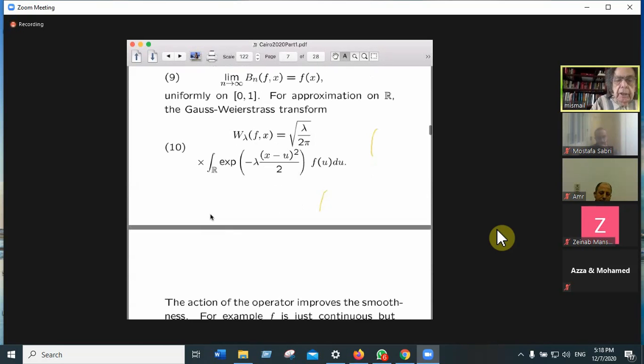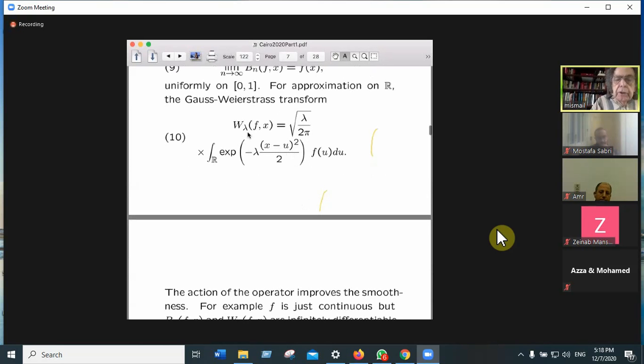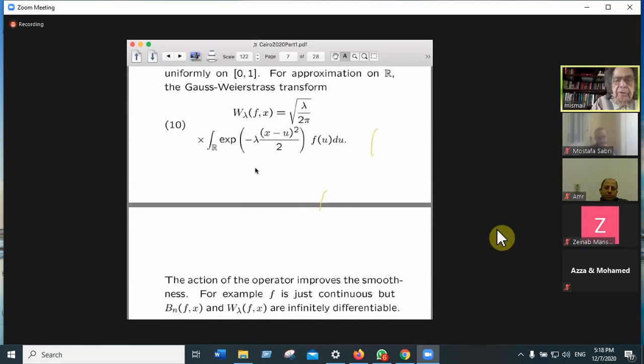And here, this is a C infinity function. So if I start with a function, I need some growth conditions for the integral to exist. But if I have the function continuous with certain growth conditions, this thing is C infinity. So these operators improve the smoothness of the function, and that's why people use them to approximate functions.